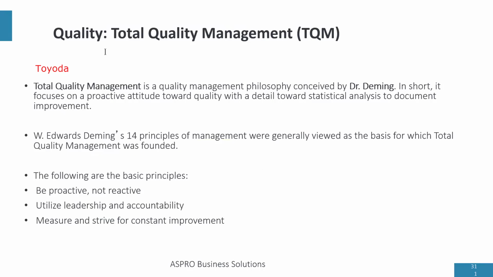Total quality management consists of a proactive attitude towards quality with a detail towards statistical analysis to document improvement. So for total quality management to work, we have to take data and look at how to improve the quality of a system or product over time, relying on data and statistical analysis.